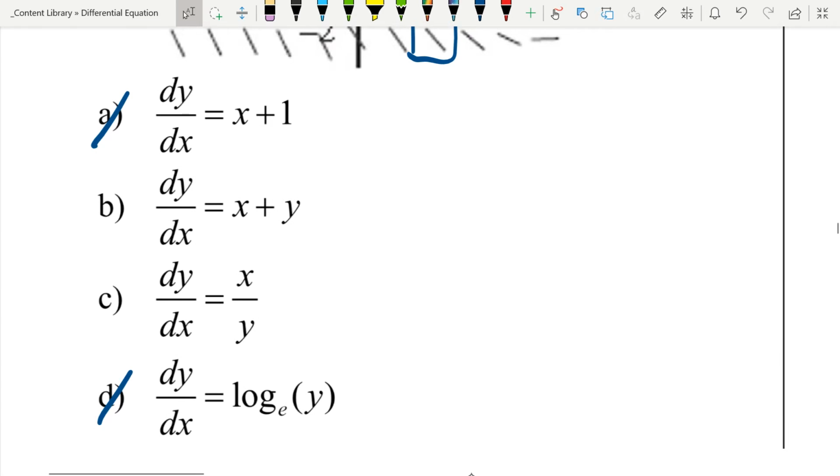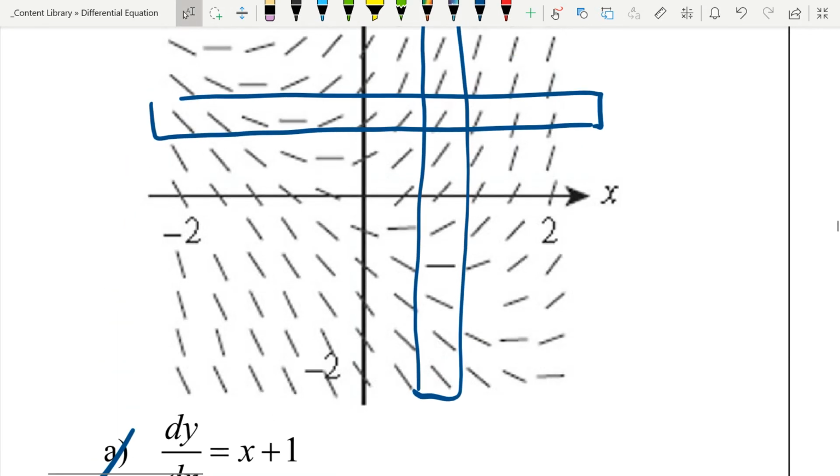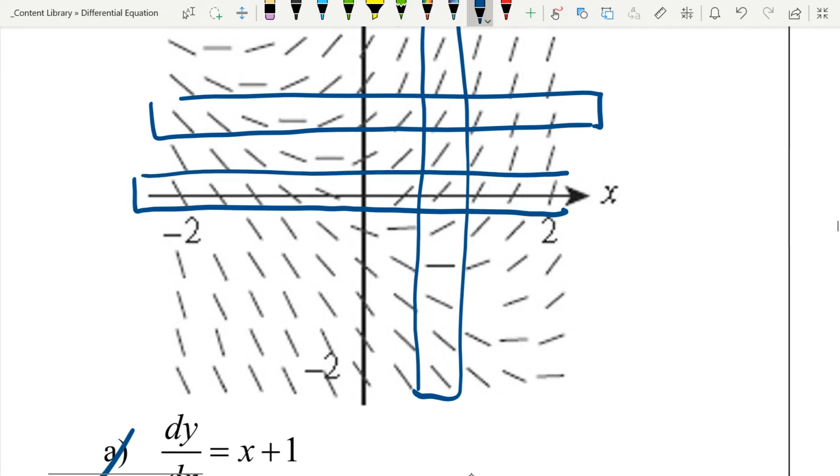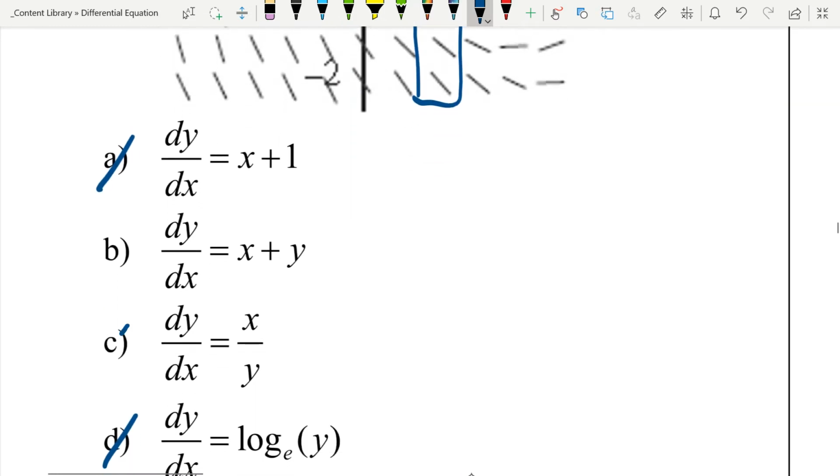Let's have a look. If the answer is C, you should have undefined gradient when y equals 0, right? But do you actually have undefined gradient on y equals 0? This line is y equals 0. Is the gradient defined or undefined? Defined. So it can't be C, because y equals 0 should be undefined.